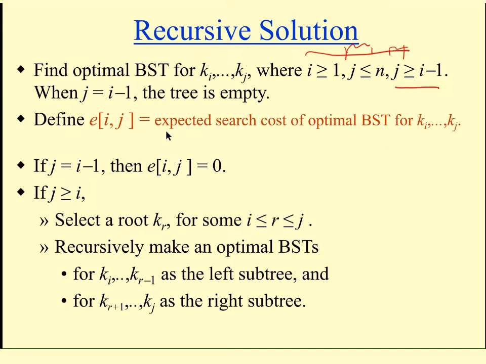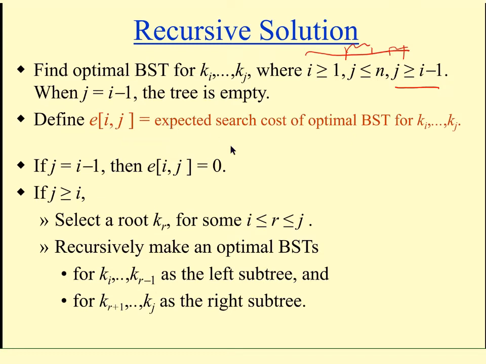So here we define EIJ. Like the previous slides, we mentioned the expected search cost, so for the same meaning, we use E to represent the expected search cost. We want to solve this one, okay? That's our main target. Once we get this, we can reconstruct the tree. So this will be our final goal: just to find the EIJ.